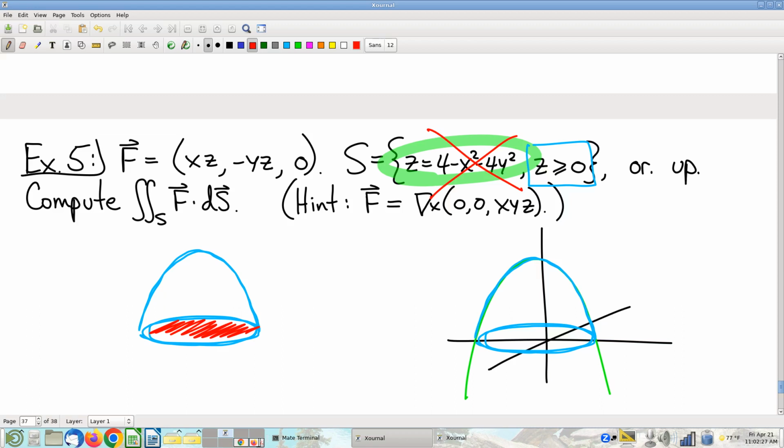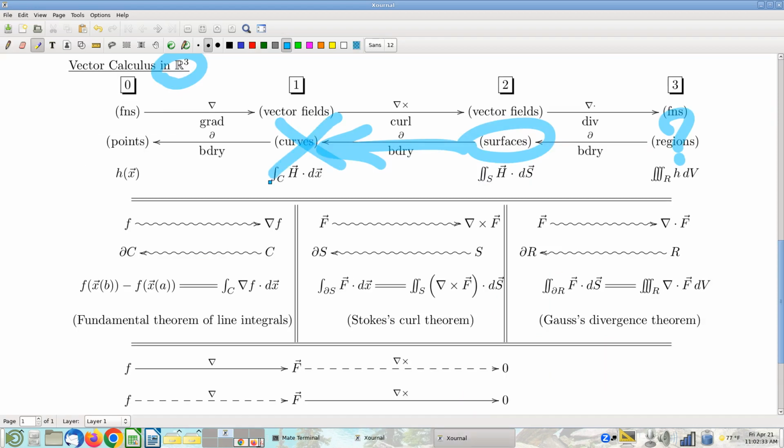Okay. All right. So it's not a closed surface, so I can't use it. There is no enclosed region. Gauss is off the table, right? And so, Stokes's curl theorem, I guess, is an option, right? We did compute the divergence. We got 0. We have the anti-curl.